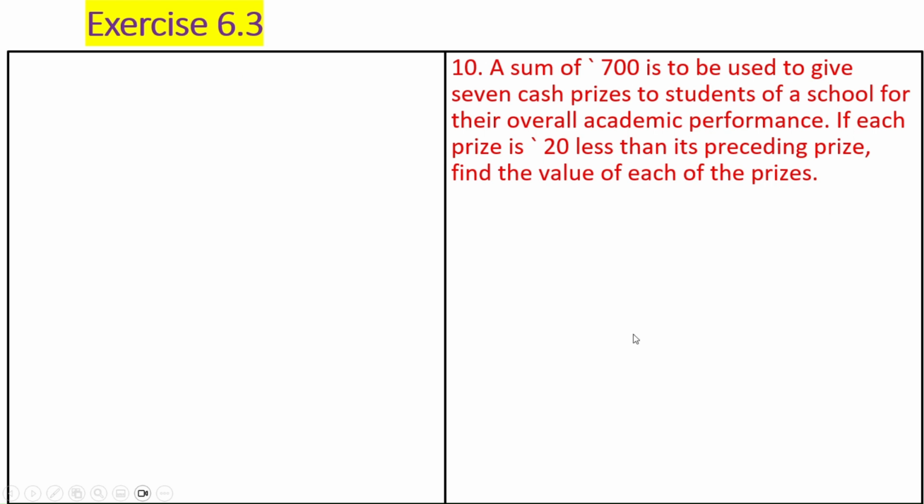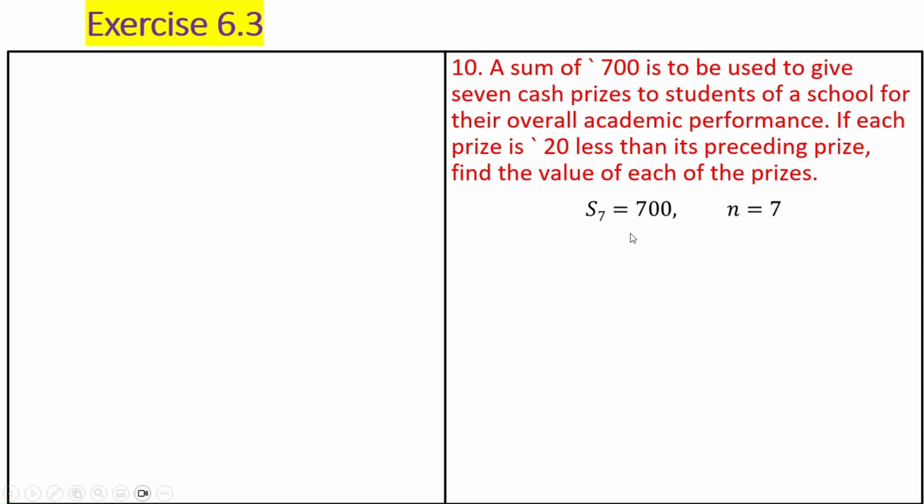A sum of 700 rupees is to be used to give 7 cash prizes to students of a class for the overall academic performance. If each prize is 20 rupees less than the preceding one, find the value of each prize.